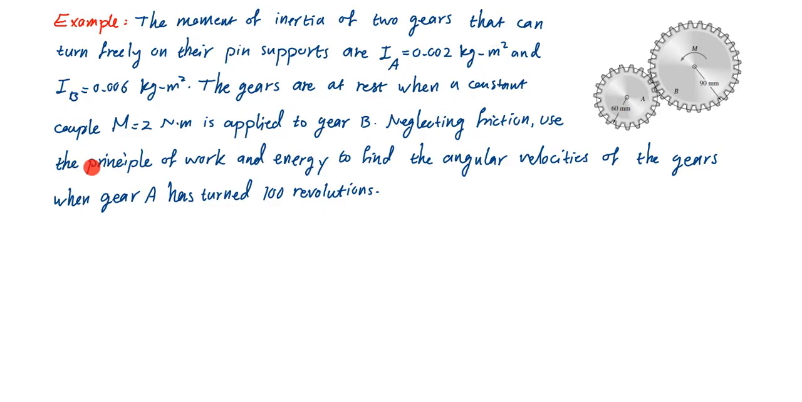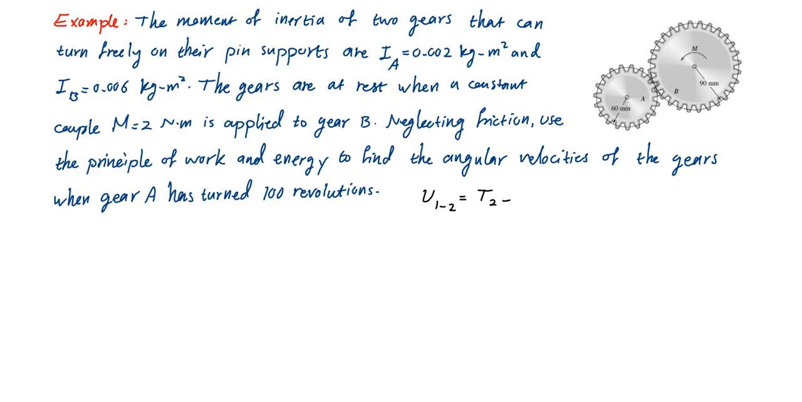Neglecting friction, wherever there can be friction, just neglect that. Use the principle of work and energy. This is pretty straightforward. The problem tells us what to use to find the angular velocities of the gears when gear A has turned 100 revolutions. And we also know the mass moment of inertia for each gear, right? We're given those values. We have an external couple M, so here we can't actually use conservation of energy. We have to go with the principle of work and energy because that couple is doing some work.